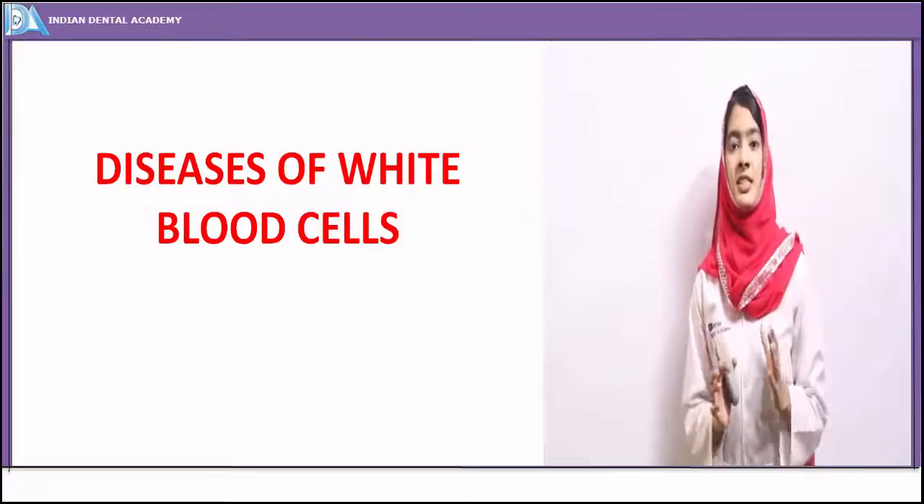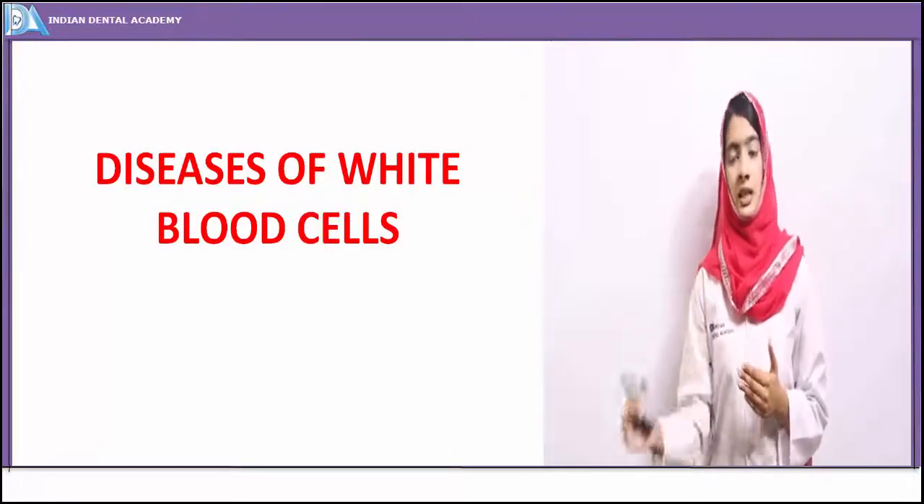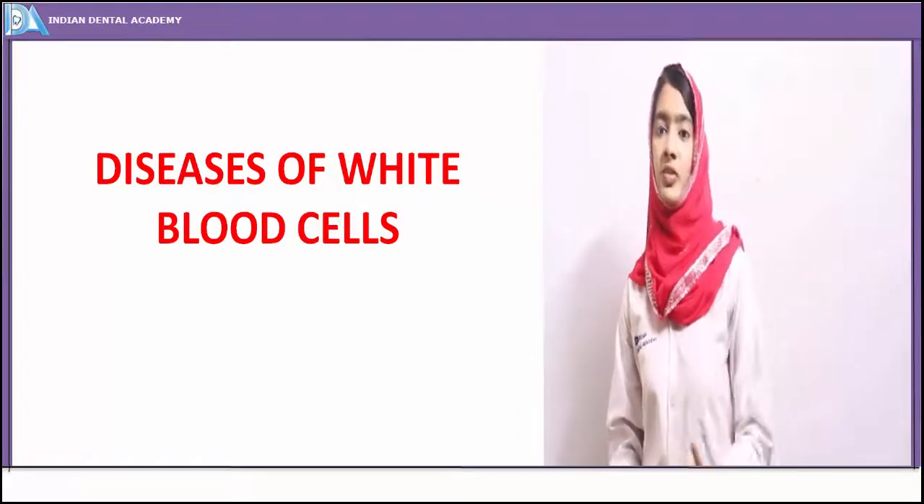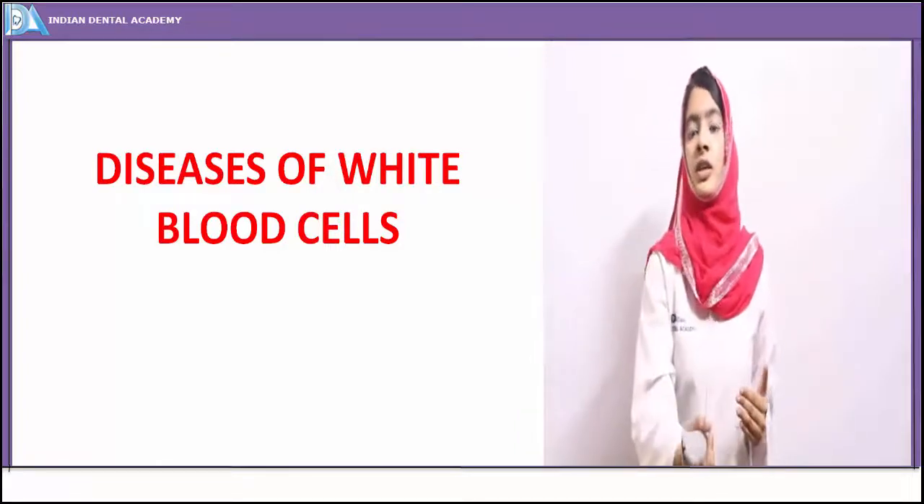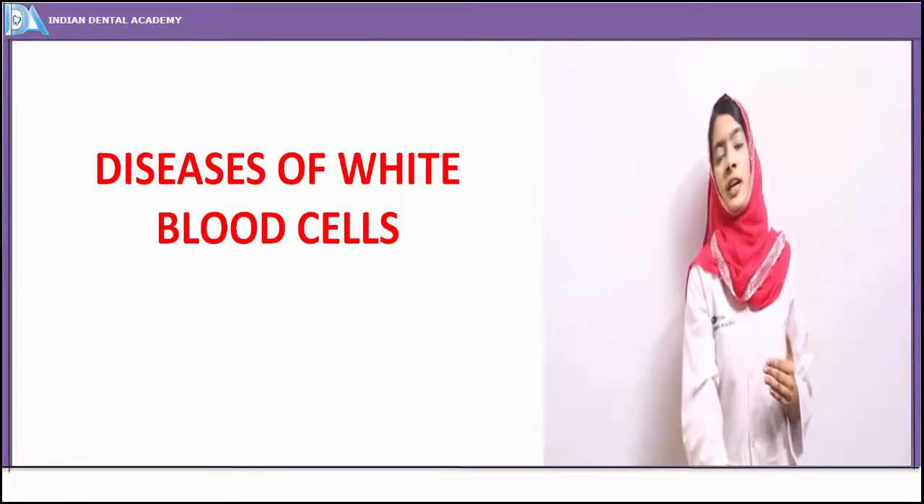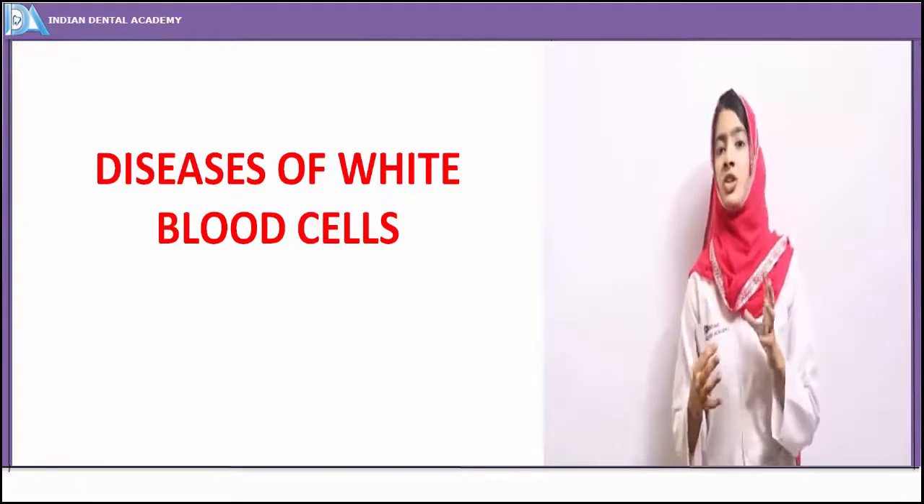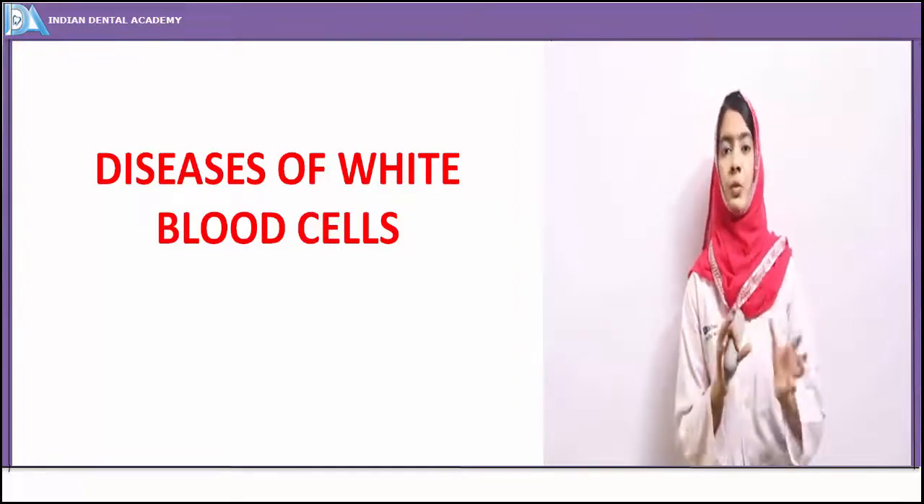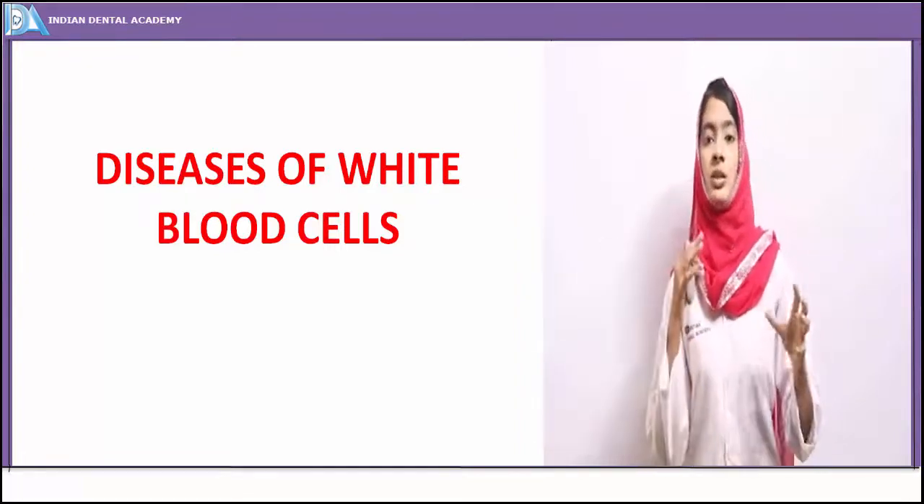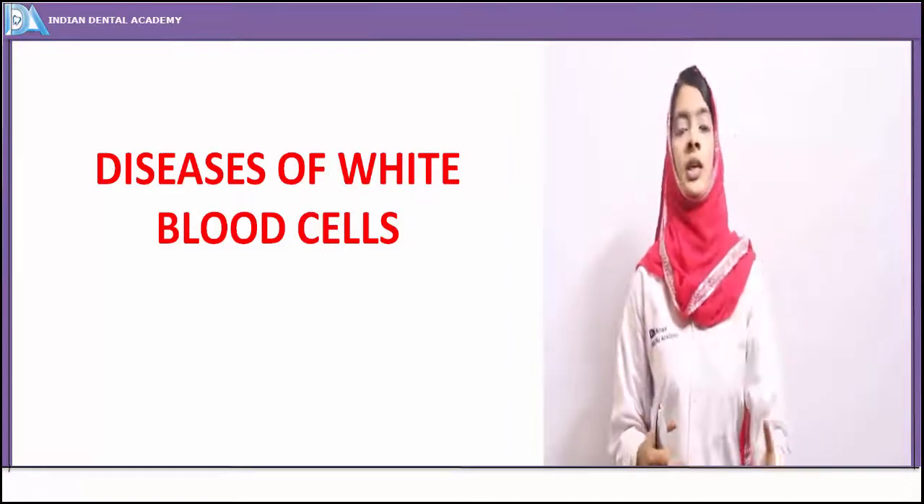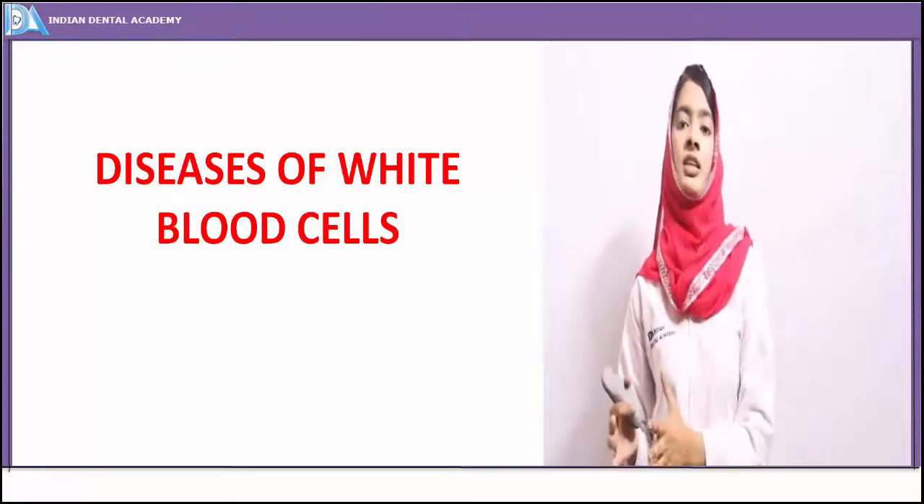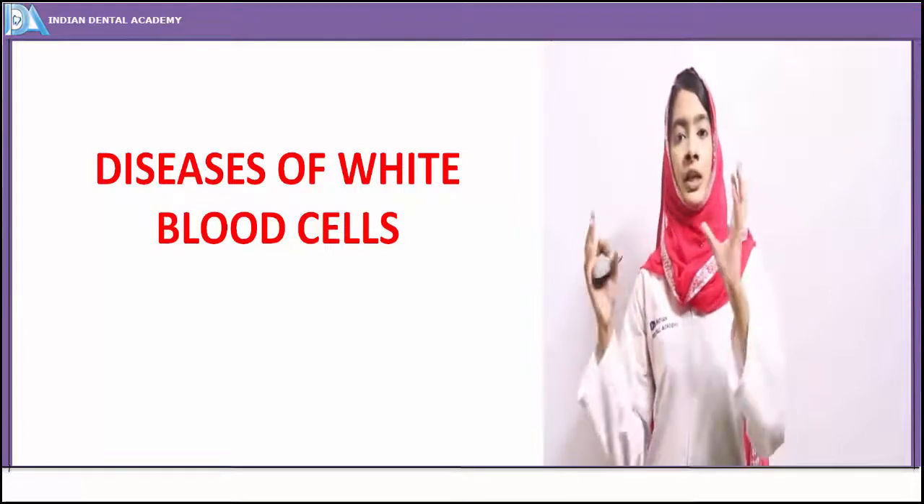Now we'll see the diseases affecting the white blood cell count. We have been seeing the diseases of the RBC count, both the increased production and the decreased production of our red blood cells. We have seen both. Now similarly we'll see the white blood cells, where both increased production and decreased production of WBC lead to a disease.